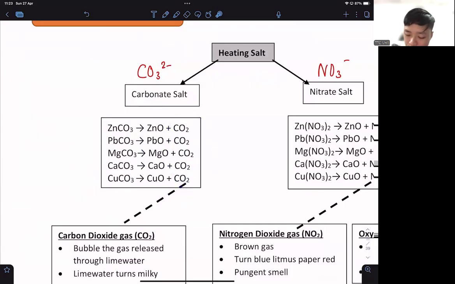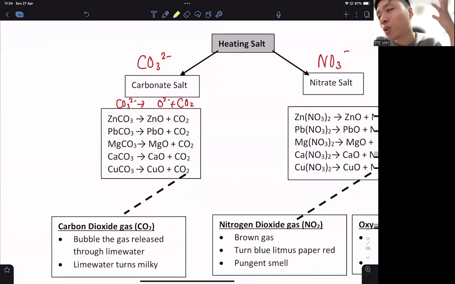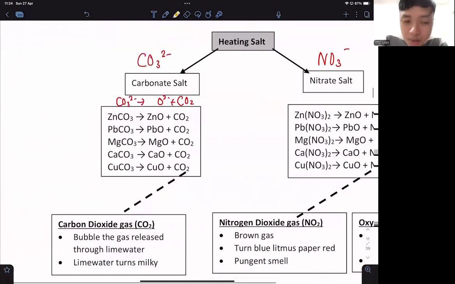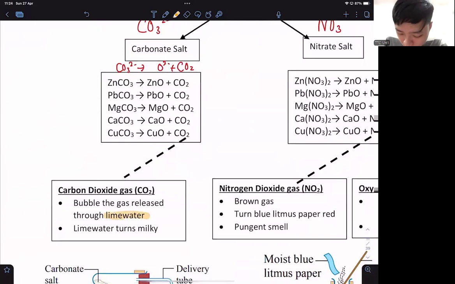When you heat carbonate, you get the oxide solid and carbon dioxide gas. That's CO2, because carbonate definitely has CO2. They might ask how to test the CO2 gas. They won't give it directly, but sometimes they'll say the gas, when bubbled through lime water, turns cloudy. That's a hint to make sure you know it's carbon dioxide. Limewater turns milky, cloudy or chalky, same thing.